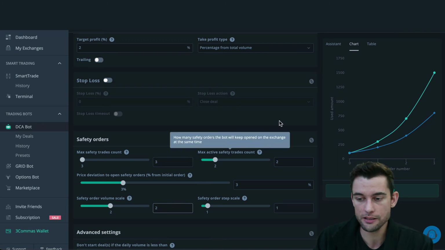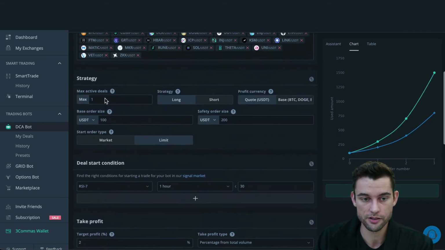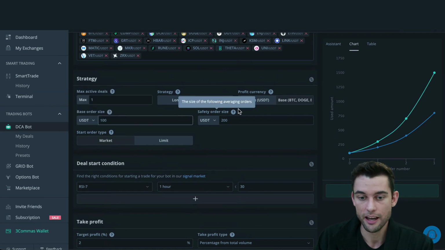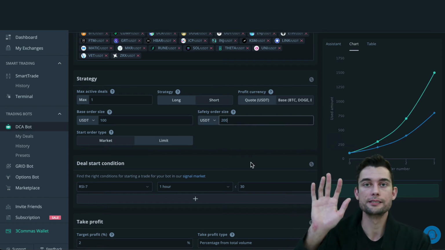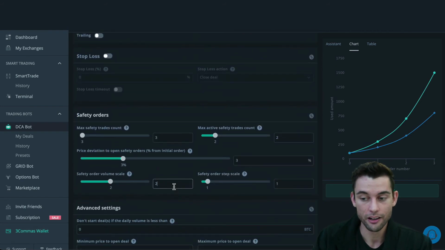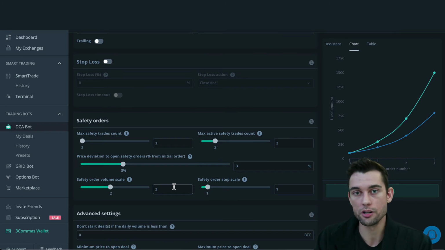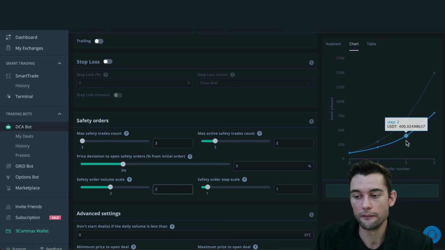So what this means is now the base order will still be $100 because we have $100 set as the base order, as you can see. Safety order size, the first safety order is going to be $200 because we put $200 here. What's safety order number 2 going to be? If this is set to 2, what is safety order 2 going to be? Well, safety order number 1 was $200, and this doubles the previous safety order. So safety order number 2 is going to be $400.